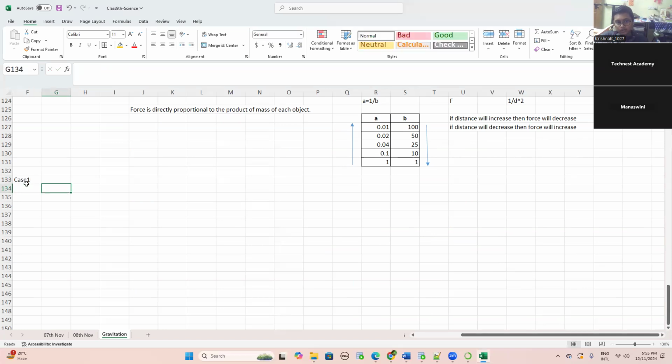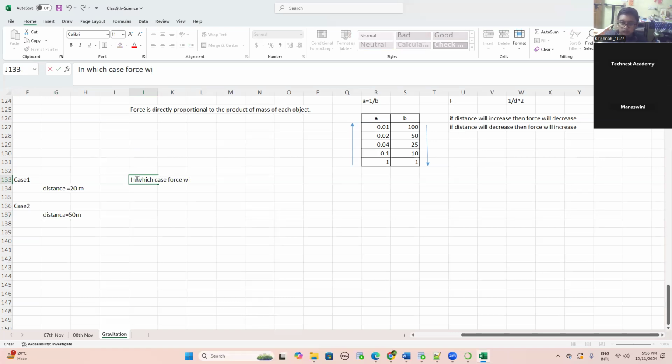Case one, suppose distance is 20 meters. Case two, distance is 50 meters. In which case will force be more? In case one, sir. Why? Because distance is less. Now is this clear? Yes, sir. If the distance is less, force will be more. Got it? Yes, sir.